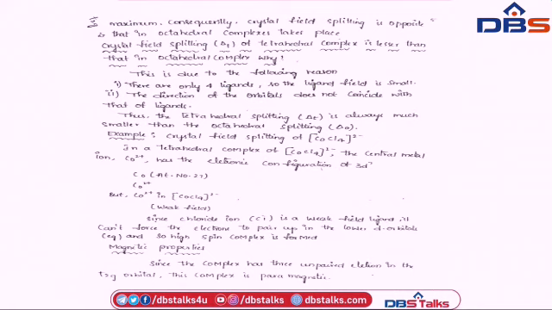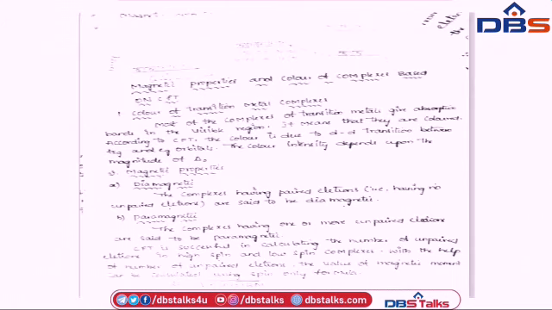Another important point is the magnetic properties. Since the complex has 3 unpaired electrons in the t2g orbitals, this complex is paramagnetic. So once again, for the magnetic properties: since the complex has 3 unpaired electrons in the t2g orbitals, the complex is paramagnetic.